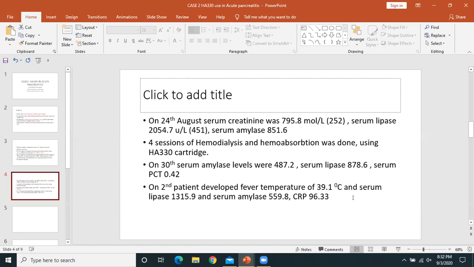hemoperfusion in acute pancreatitis. There's also a patient with COVID who was on hemoperfusion, which started yesterday, and I hope we'll share that experience with the colleagues so we can learn from it. It's very present. Thank you very much.